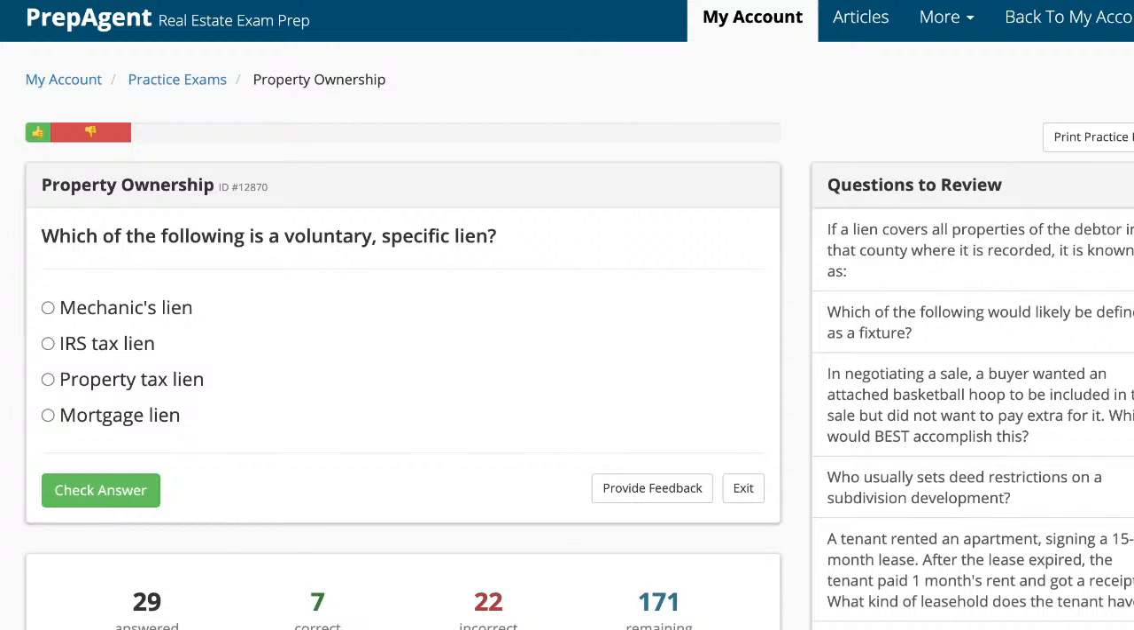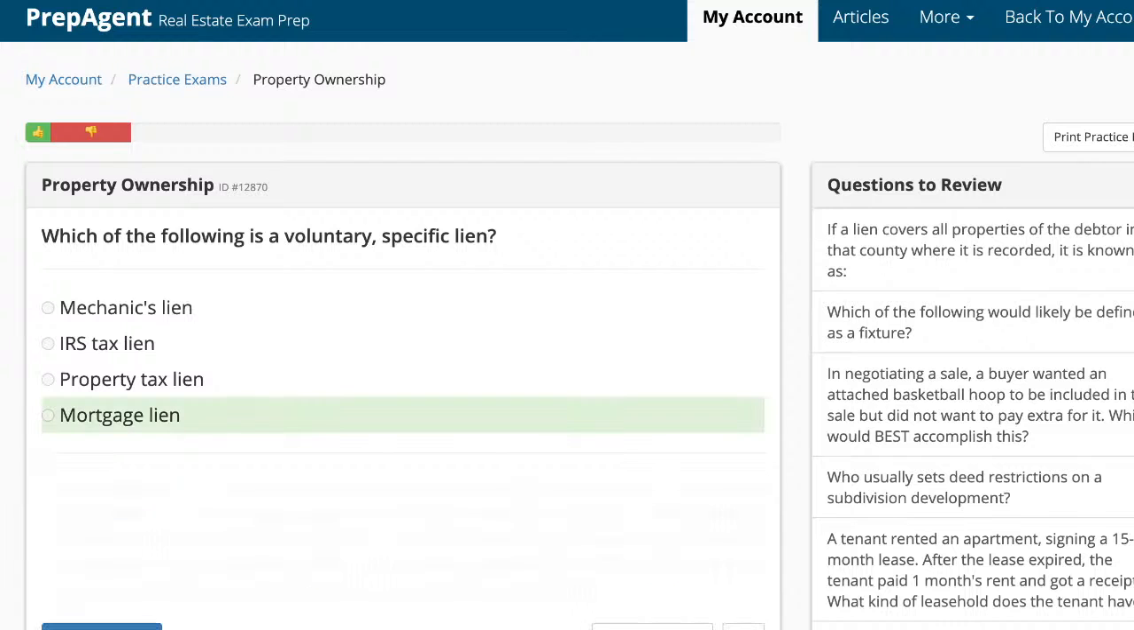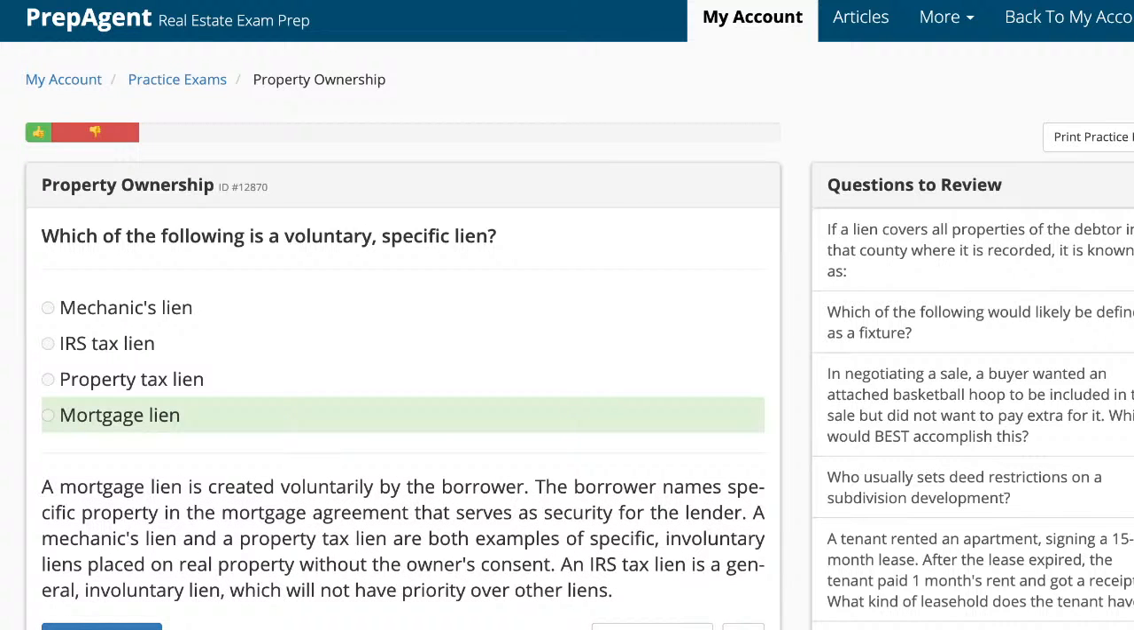Okay, and the answer here is D, mortgage lien. A mortgage lien is a voluntary specific lien. It's specific because if you don't pay it, they don't take everything, they just take the property. It's voluntary, so obviously you don't have to get a loan on your house.